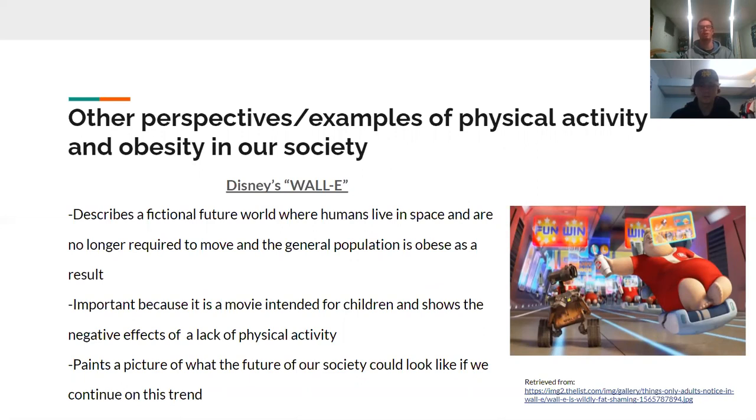Another interesting factor about this is that it paints a picture of what our future society could look like if we don't change our ways. We're on a dangerous trend right now where bad eating, bad nutrition, and the lack of physical activity is leading to a lot of unhealthy people in our society.